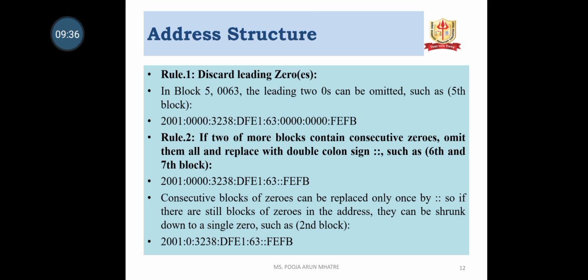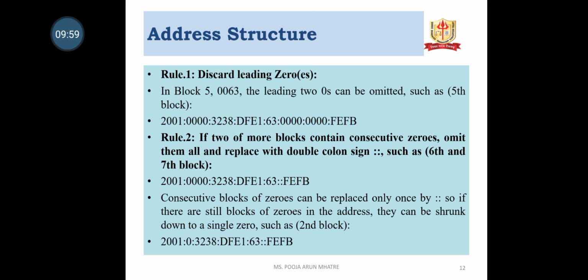Rule 2. If two or more blocks contain consecutive zeros, omit them all and replace them with a double colon sign, such as the 6th and 7th blocks, that is 2001:0000:3238:DFE1:63::FEFB.